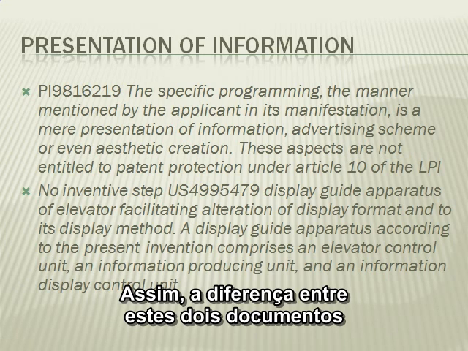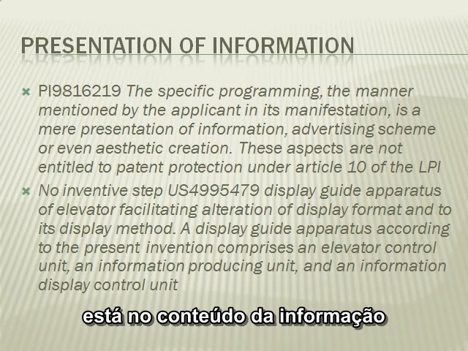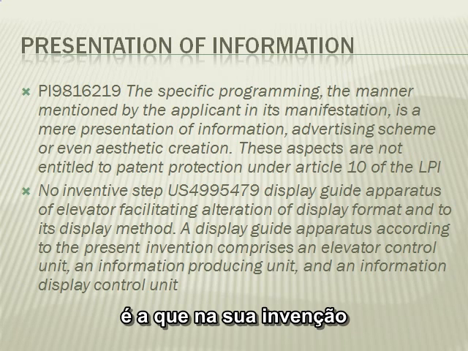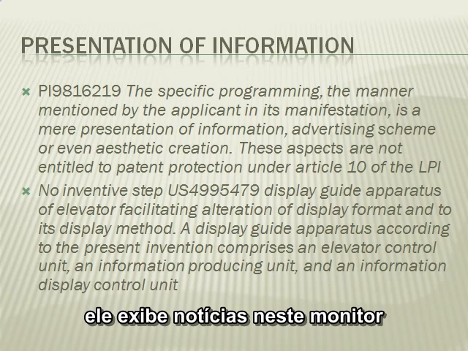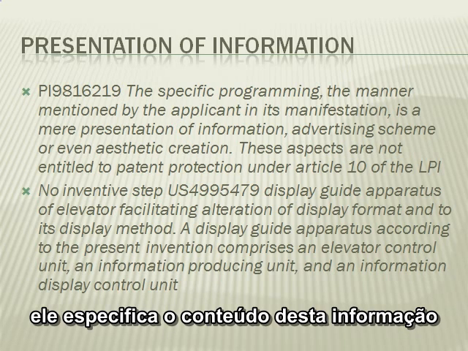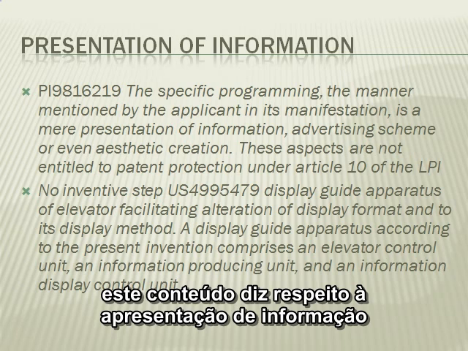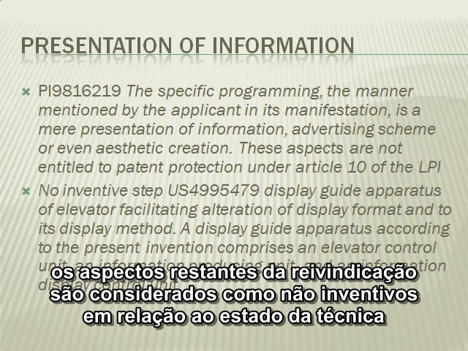So the difference between the two documents is the content of information, because the applicant says that the difference is that in his invention he showed news in that display. He specified the content of the information that is being delivered to the display. And such content is not considered a relevant aspect because it's included in Article 10. This content is related to the presentation of information. So the remaining aspects of the claim were considered to have no inventive step in relation to this prior art.